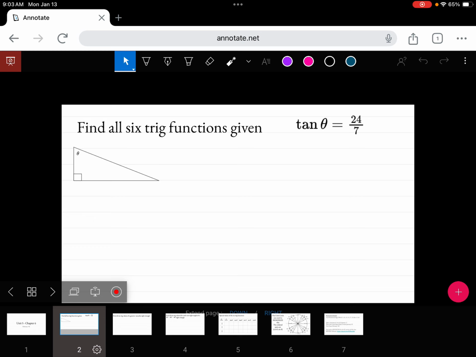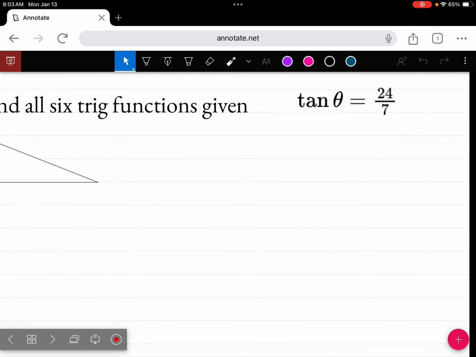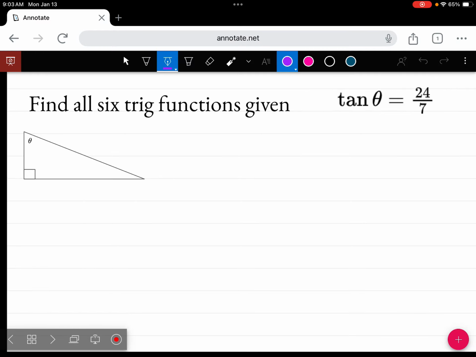Okay, so let's work through this. We're given that the tangent is 24/7. We're going to use that to try and fill in the triangle. Again, I'm just going to give myself a little sketch of a right triangle. It genuinely does not matter which corner you use as your theta. It does not matter because we're putting everything relative anyway.